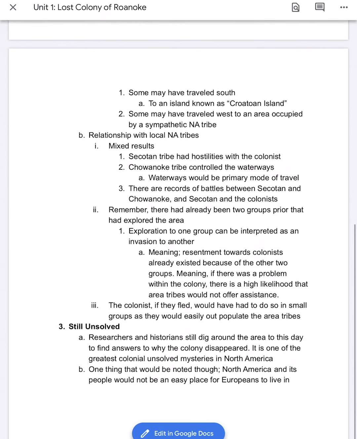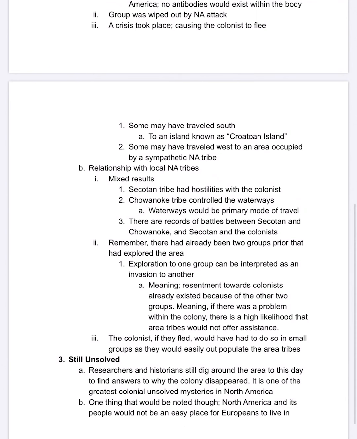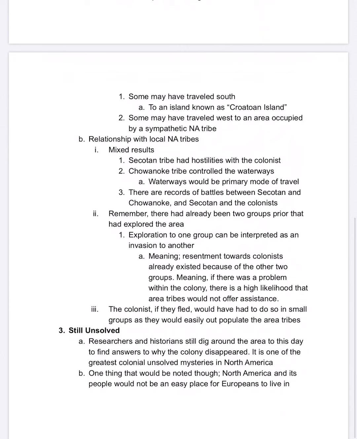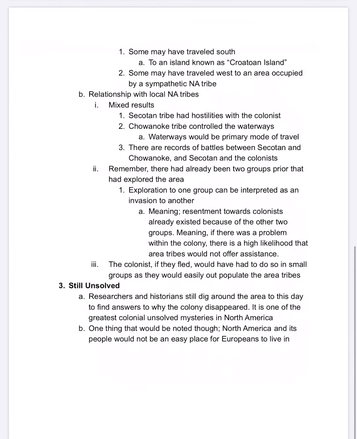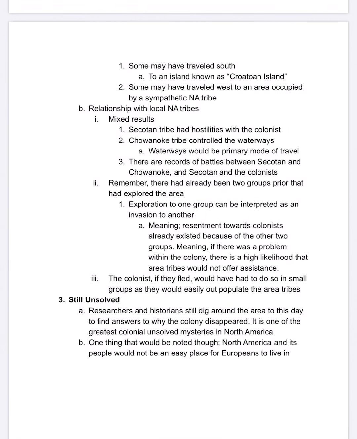And finally, a crisis took place of some sort that caused the colonists to flee. So we don't really know what the main event was, but whatever happened, the people split from that area and disappeared. Some may have traveled south to an island known as Croatan Island. Please note earlier that the word Croatan was carved into a tree.